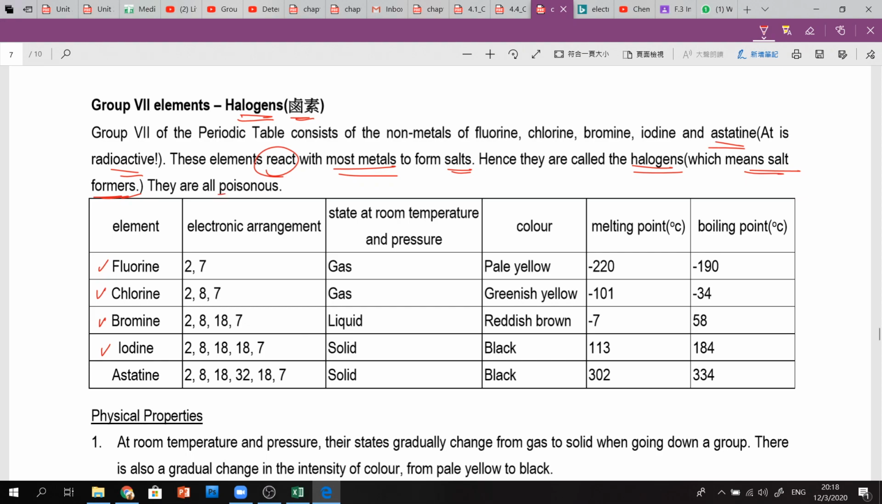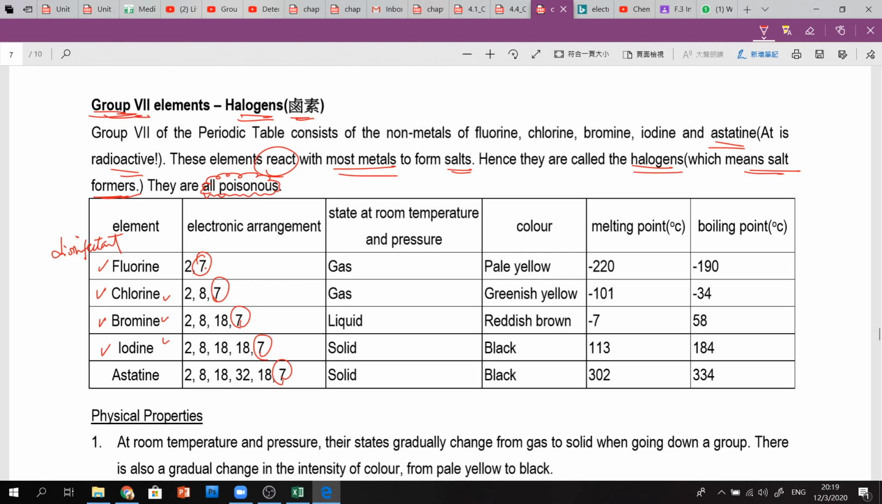What I would like to mention is the properties. They are all poisonous. Especially chlorine, bromine, and iodine are commonly used as disinfectants. I would like to talk about more common points of the group 7 elements: they all have 7 electrons in the outermost shell, which agrees with the group number, group 7.